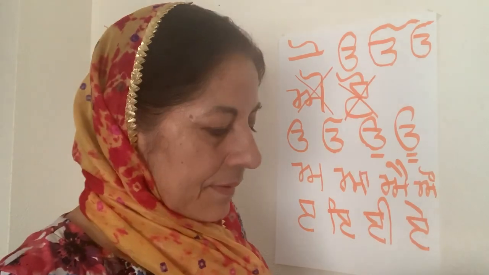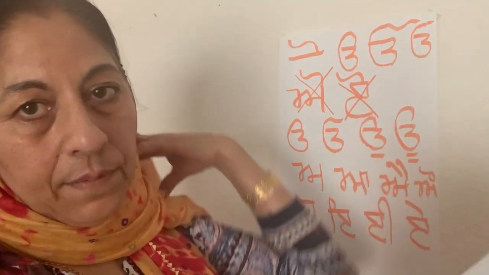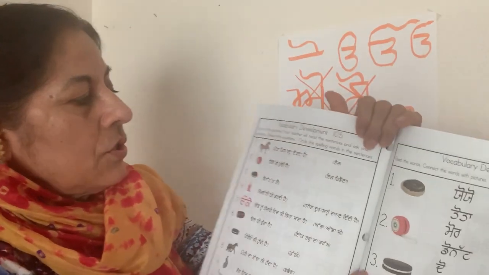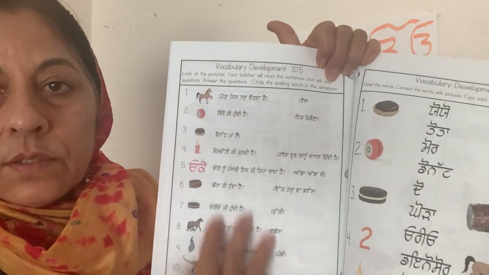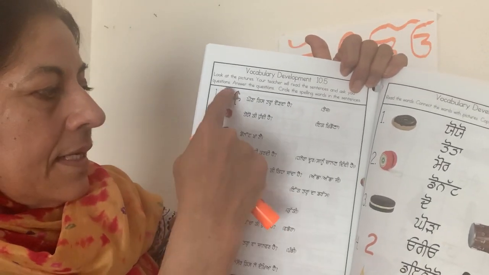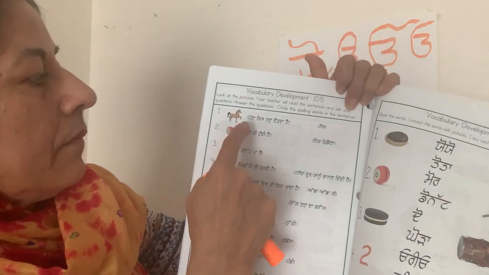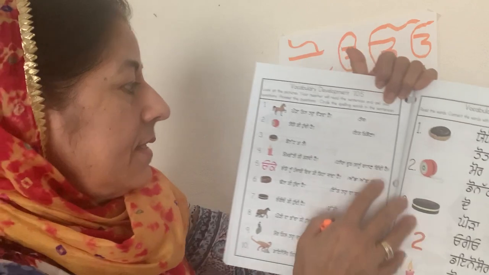Okay. All right. Now, next one is vocabulary development. I am going to read some questions. And then you're going to give me answers. No, I don't expect you to read them, but you can definitely try to read them. All of these sentences have these words in them. Koda kis tarah daudda hai? We read it. Tez, right?